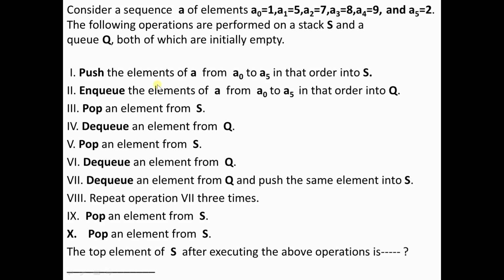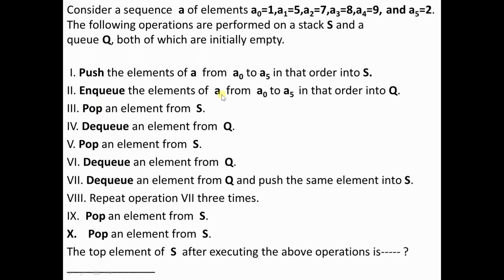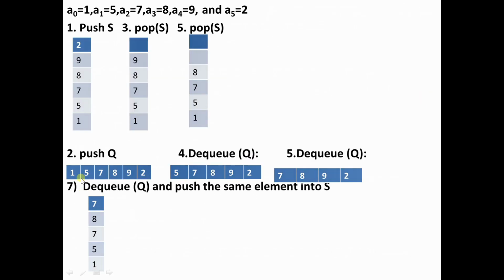So first, push the elements of A from A0 to A5 in order into the stack S. So we are creating a stack and pushing all the elements into it. It is last in, first out, so 1 will go at the bottom, then 5, 7, 8, 9, 2. The stack will be in this order. Next, enqueue the elements of A from A0 to A5 in order into Q. So we create Q with the same elements. In Q, it is first in, first out. So 1, 5, 7, 8, 9, 2 is the Q.